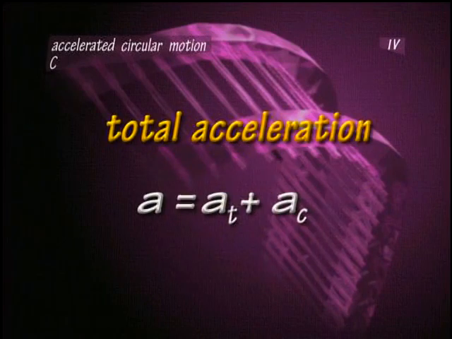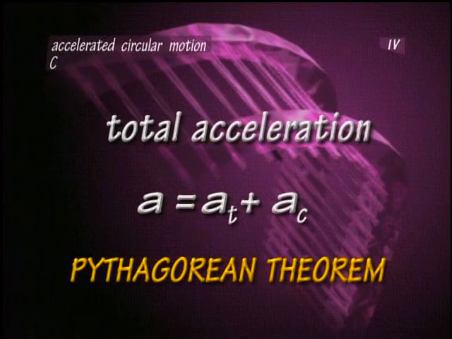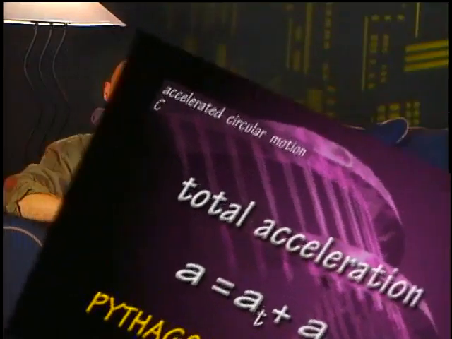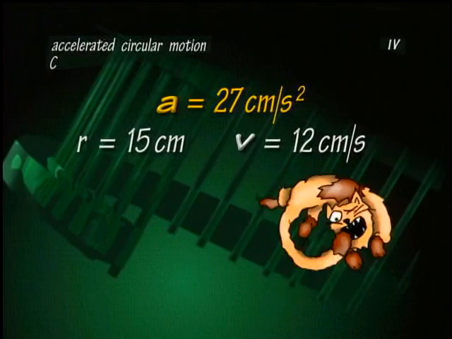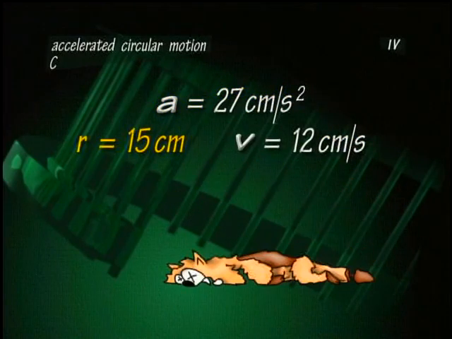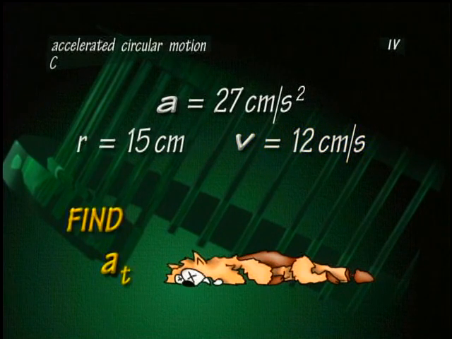The total acceleration of the object is the vector sum of the tangential acceleration and the centripetal acceleration. Remember, that we can't add vectors using the regular old way. To find the magnitude of the vector sum, use the Pythagorean theorem. Let's do an example of accelerated circular motion. Bright as Light's cat, named Cat, enjoys chasing her tail. Her head moves in a circle with non-uniform acceleration. Her head's total acceleration is 27 centimeters per second squared. The radius of the circle is 15 centimeters, and the velocity of Cat's head at the start is 12 centimeters per second. Find the tangential acceleration.